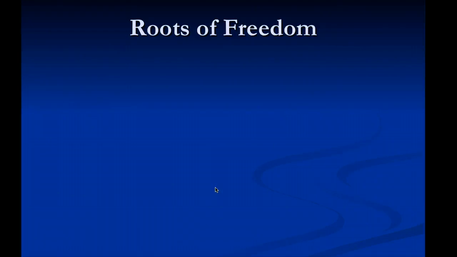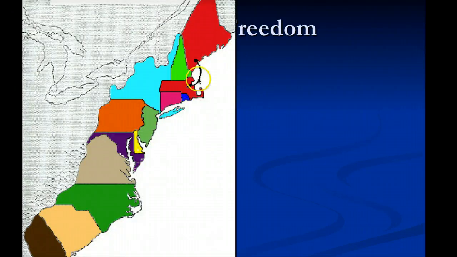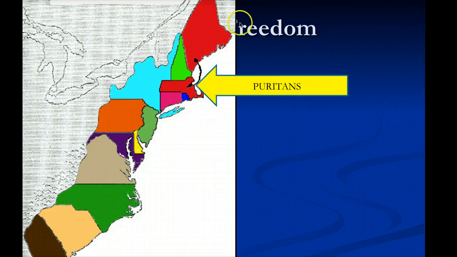Another root of our freedom that was originally part of the colonies was the idea of freedom of religion. The Puritans were a group of religious people, Christians, that lived in Great Britain who were persecuted, which means they were not permitted to believe and worship how they pleased, and they were punished for this. To get away from this, they came to the colonies and set up the colony of Massachusetts.